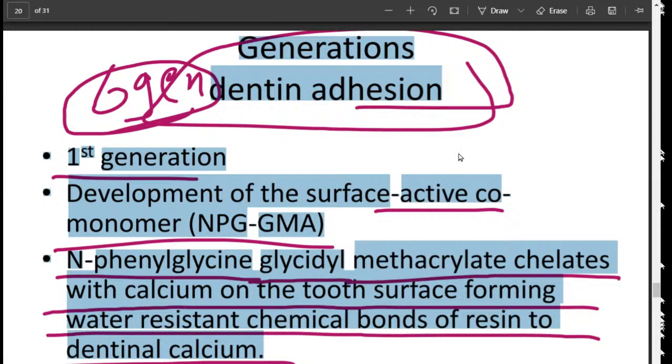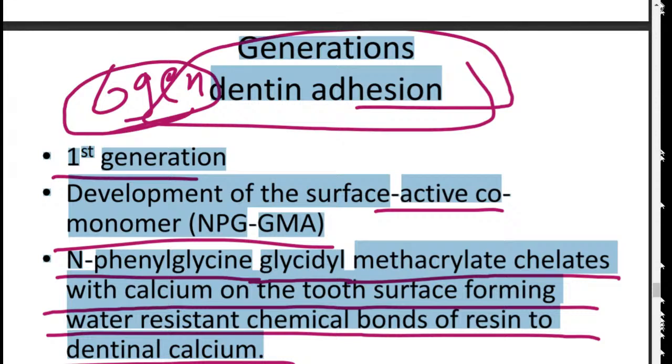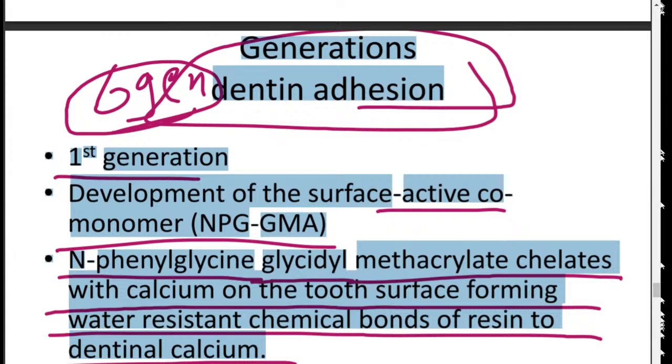Generations of dentin adhesion, 1st generation: development of the surface active comonomer, NPG-GMA, and phenylglycine glycidyl methacrylate chelates with calcium on the tooth surface forming water-resistant chemical bonds of resin to dentinal calcium. Bonding strength ranged from 2 to 3 MPa. Poor clinical results and undercuts.